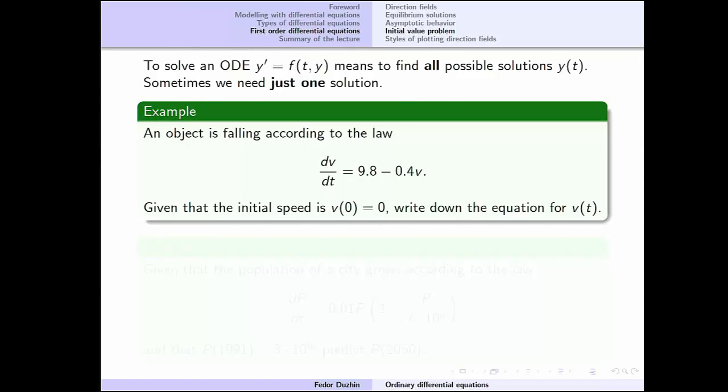So for example, if you have a cat that fell out of the window, you know that since it fell, its initial speed is 0. And if you know that its motion is governed by a differential equation, and you know that its initial speed is 0, the question is to write down the equation for the cat's speed, for instance, to figure out if it's going to die in the fall or not. So what's going to be its terminal speed?